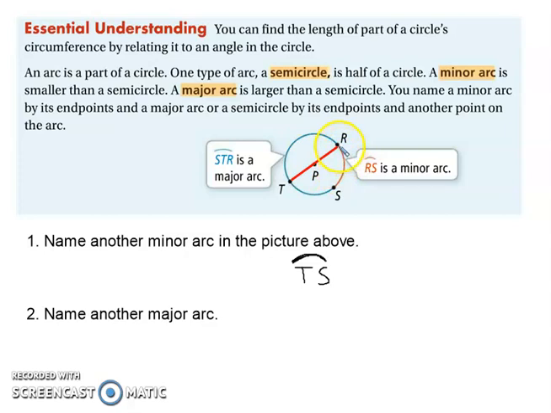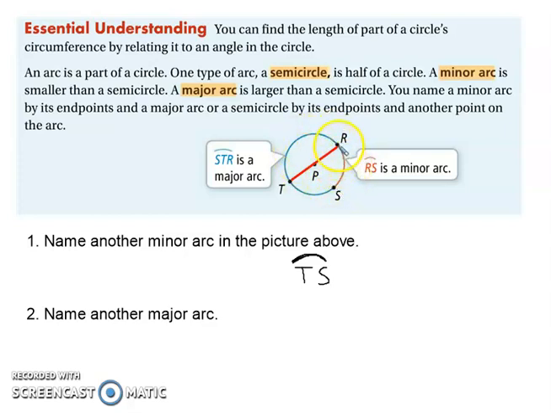If an arc is more than halfway, or in other words, bigger than a semicircle, it's a major arc. So I can see that if I were to go from R to S, but go the long way around, it becomes more than halfway. And so now you notice I can go from R to S two different ways.